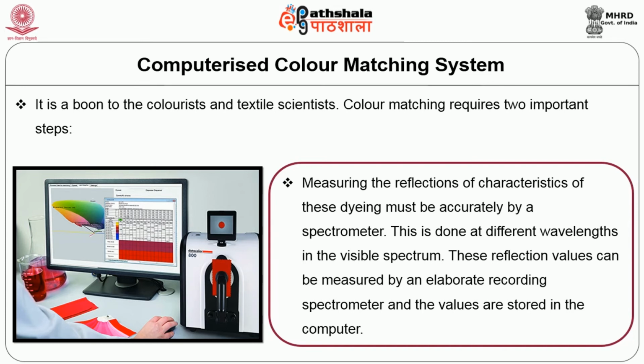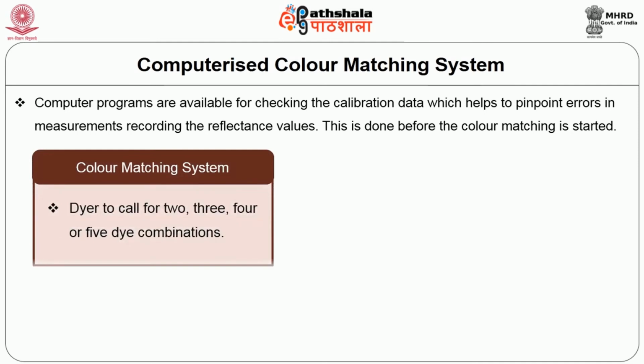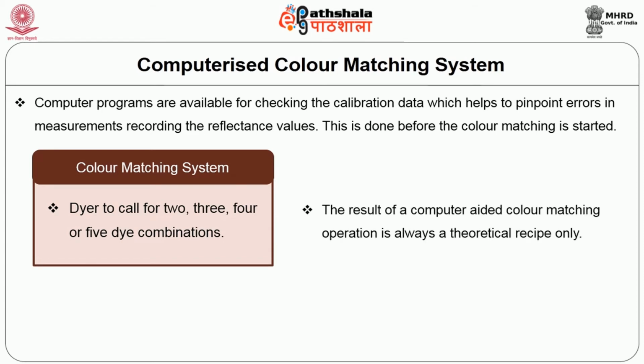The reflection values can be measured by the spectrophotometer and the values can be stored in the computer. Computer programs are available for checking and calibrating data, which helps to pinpoint errors in measuring and recording the reflectance values. This is done before the color matching is started. The color matching system permits the dyer to call for 2, 3, 4 or 5 dye combinations. The result of a computer-aided color matching operation is usually a theoretical recipe.